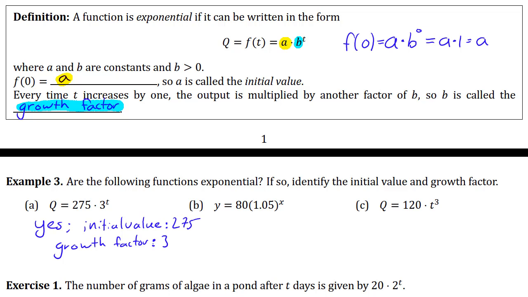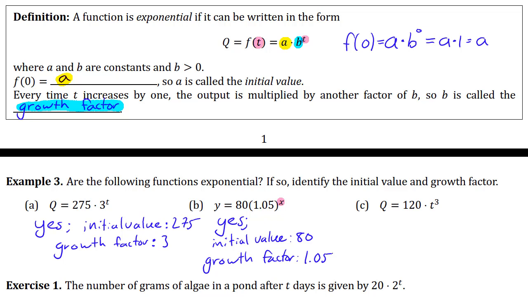Okay, so that sounds good. How about this one? Is this written as a number multiplied by another number raised to the power of the variable? The important thing to check for is that the variable is in the exponent. And it is here. So, yes, this is exponential. The initial value is 80, and the growth factor is 1.05.